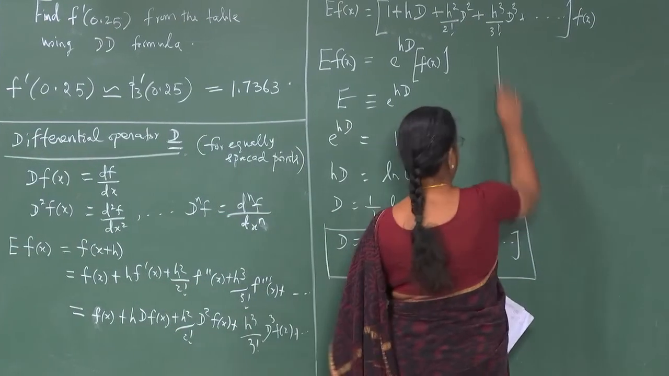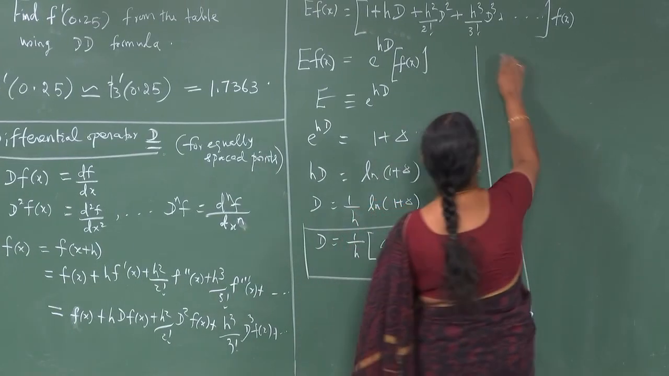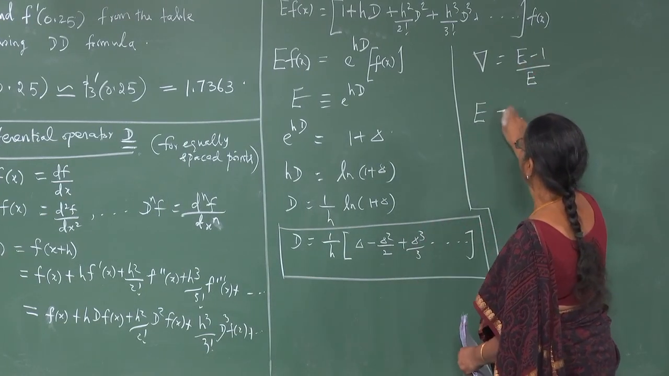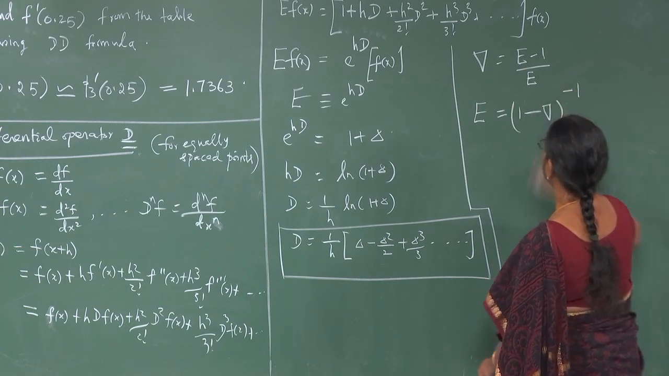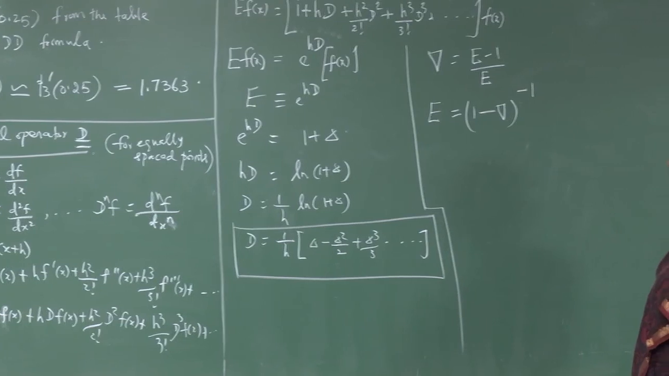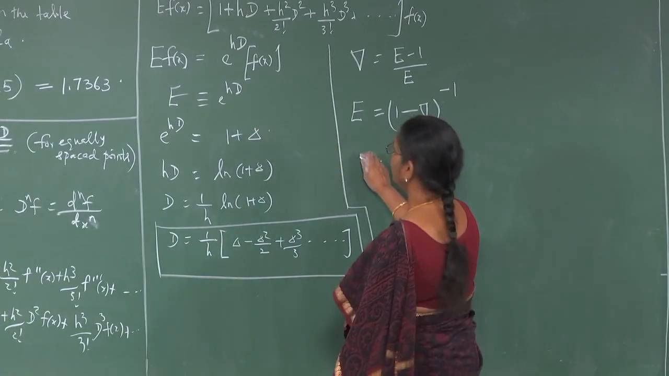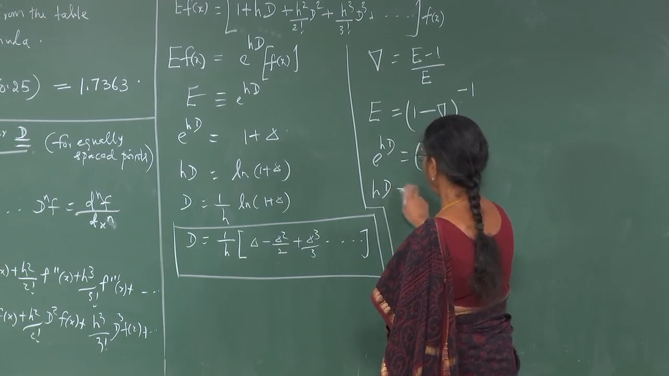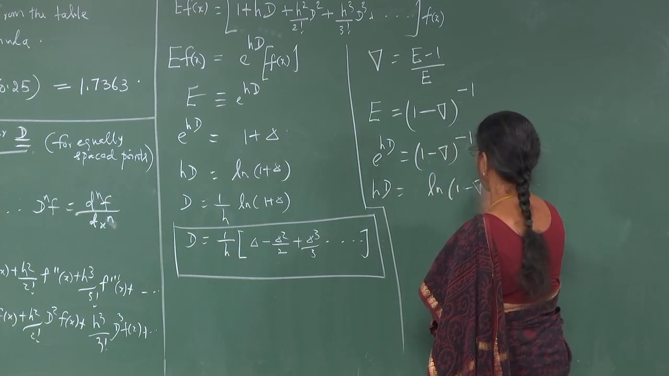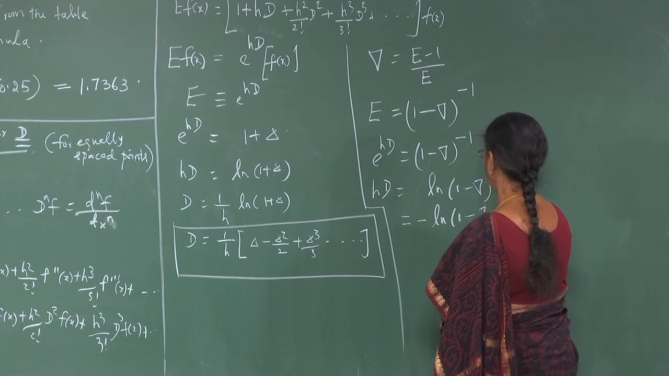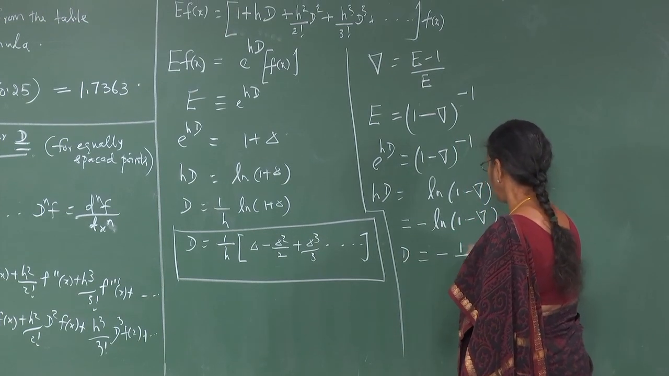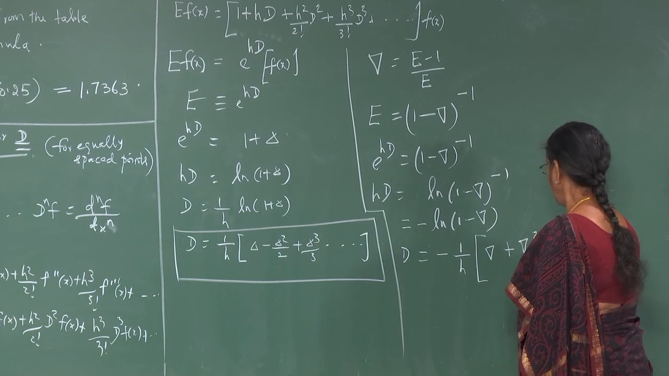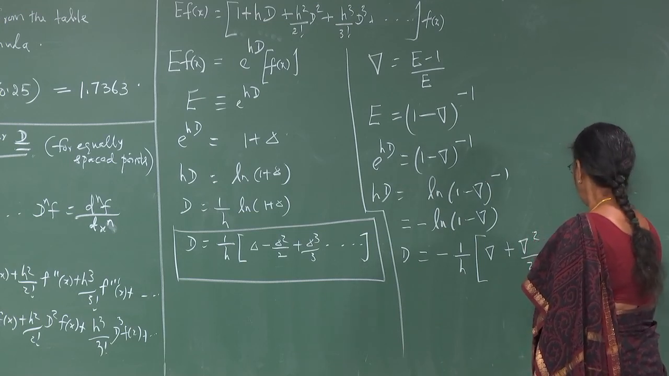We also have obtained the relationship that connects delta with E, that is delta is E minus 1 by E, or I can give E in terms of the backward difference operator as (1 minus delta) power minus 1. So, if I substitute that, e power hD is (1 minus delta) power minus 1. So, hD will be log of (1 minus delta) power minus 1, so minus log of 1 minus delta. So, D is also minus 1 by h into log of 1 minus delta, which is 1 by h into delta plus delta square by 2 plus delta cube by 3 and so on.